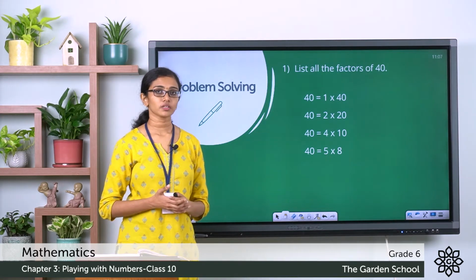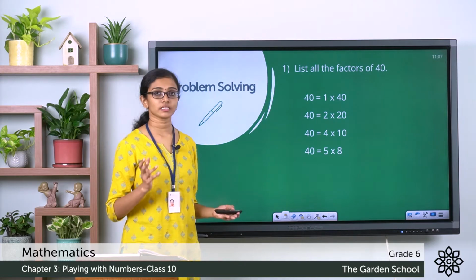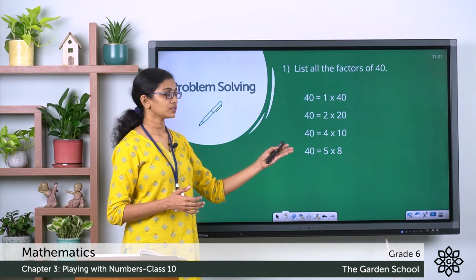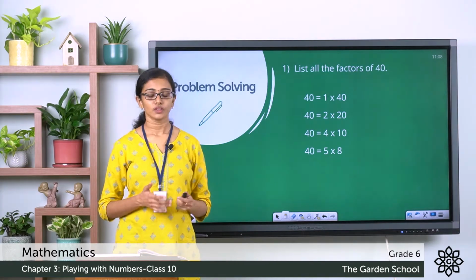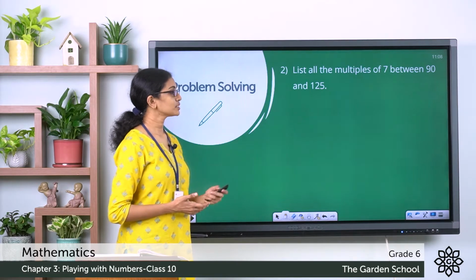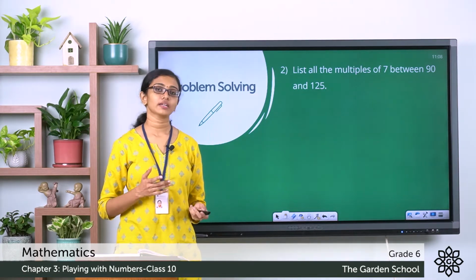So in your notebook, you can write down the question as well as its answer. You have to write factors of 40 are, then you have to list out the factors. So the next question is to list all the multiples of 7 between 90 and 125.